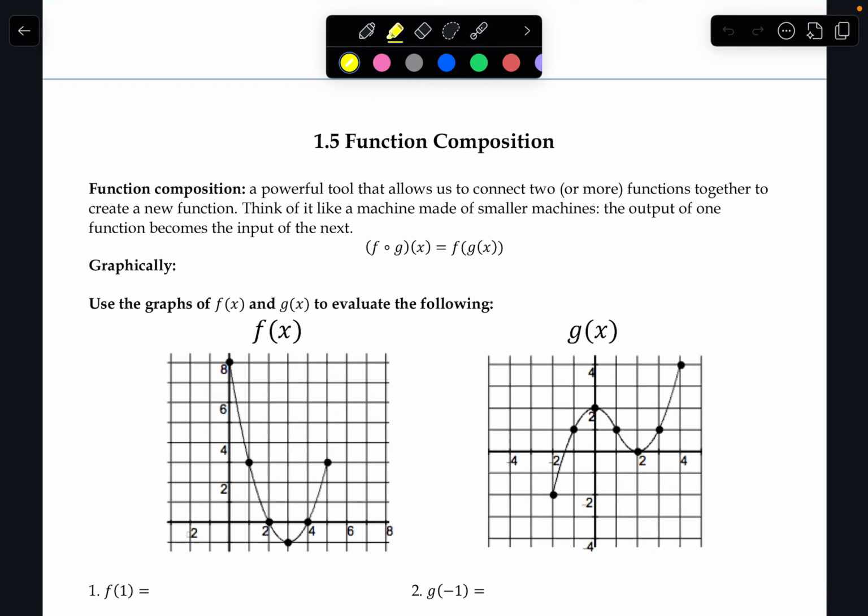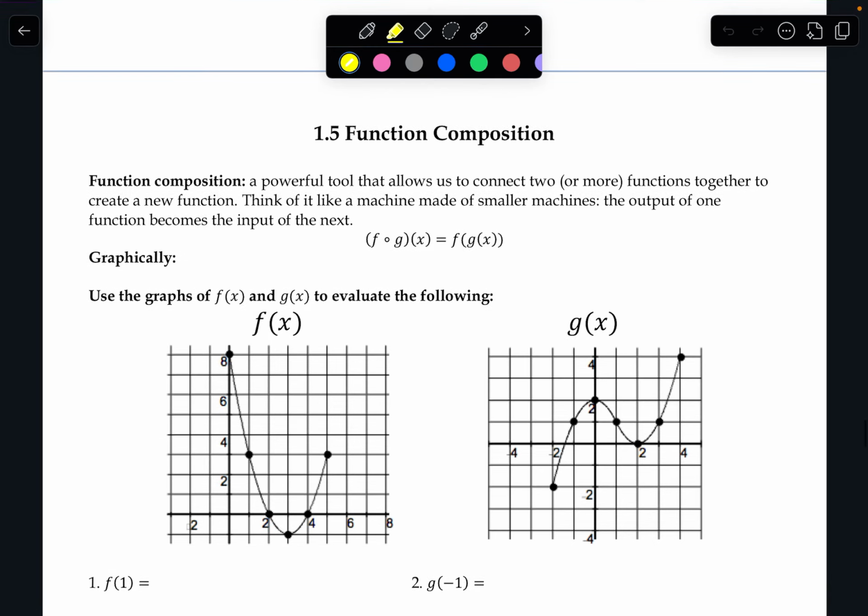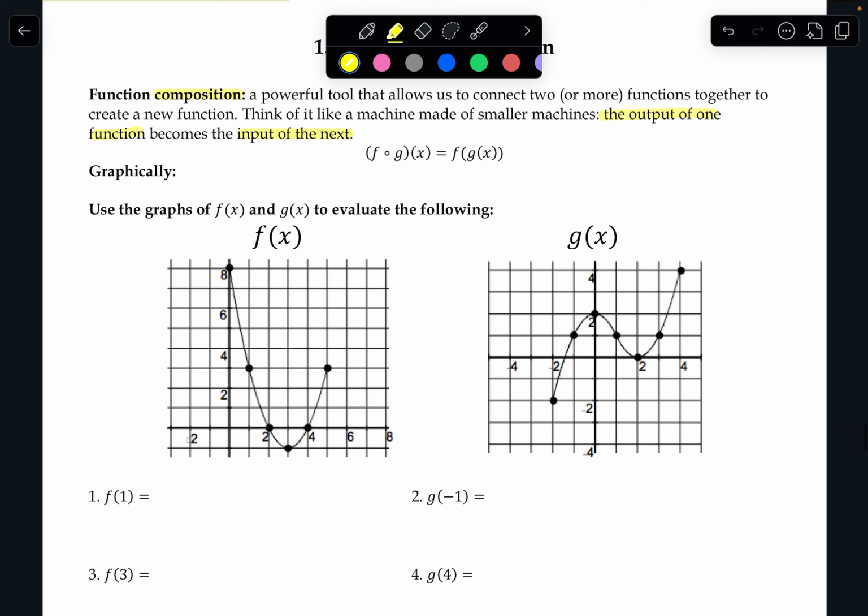All right, in this lesson, we are going to talk about function composition. When you compose two functions together, the output of one function becomes the input of the next function. And so the notation for that has this little open circle.